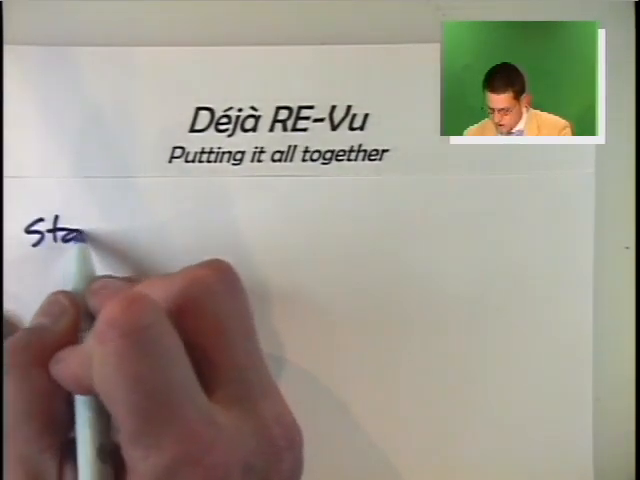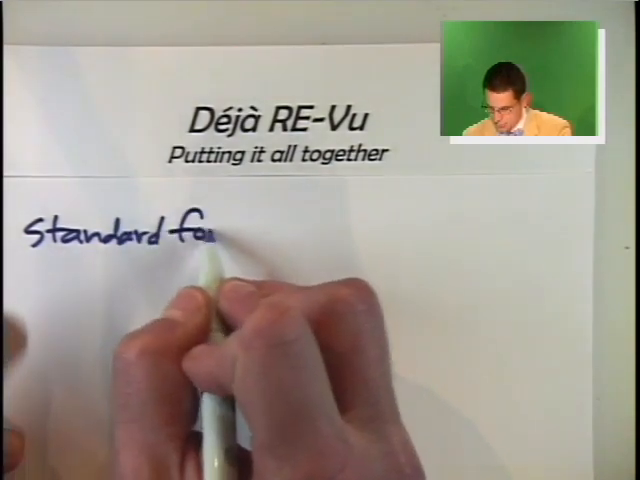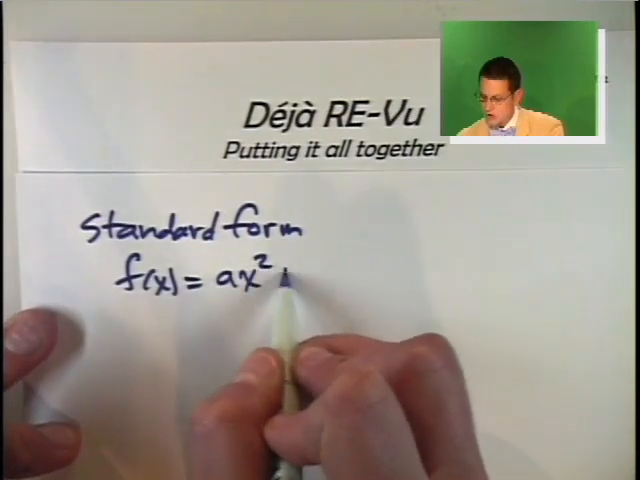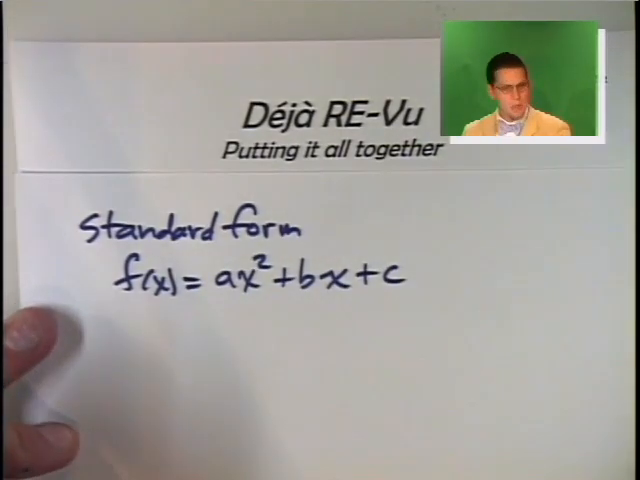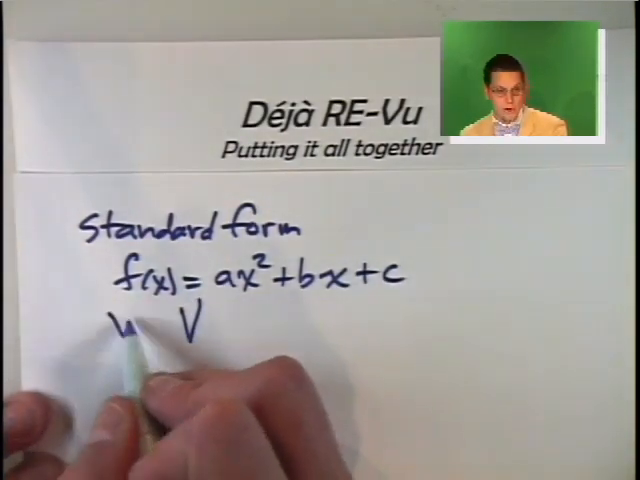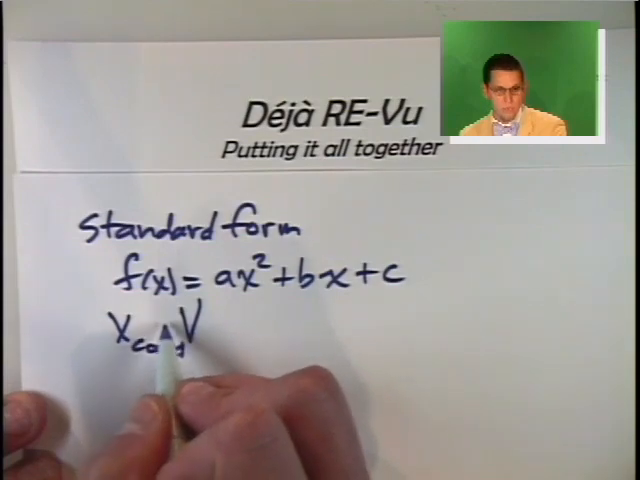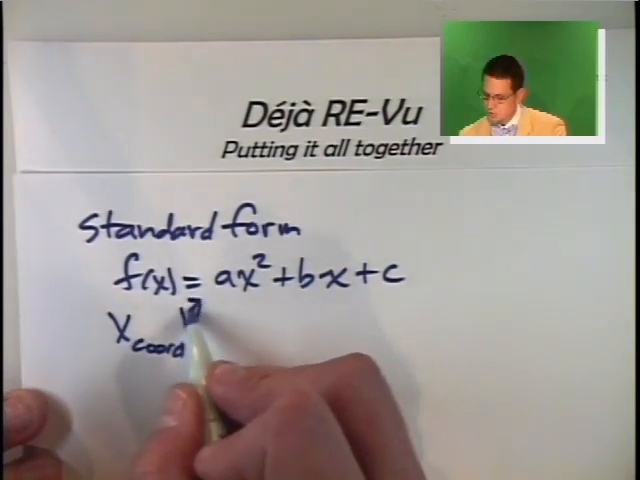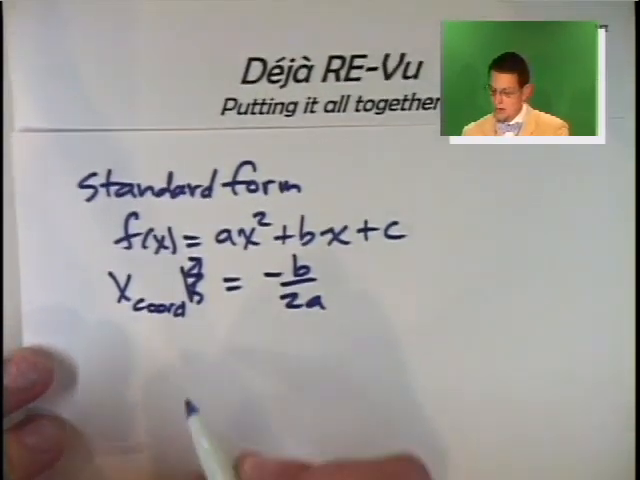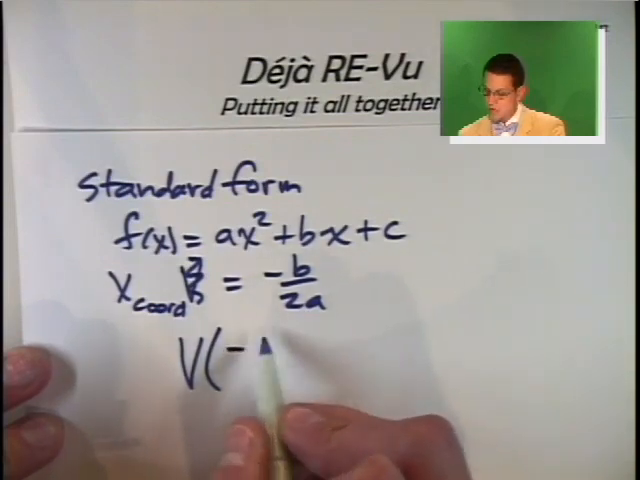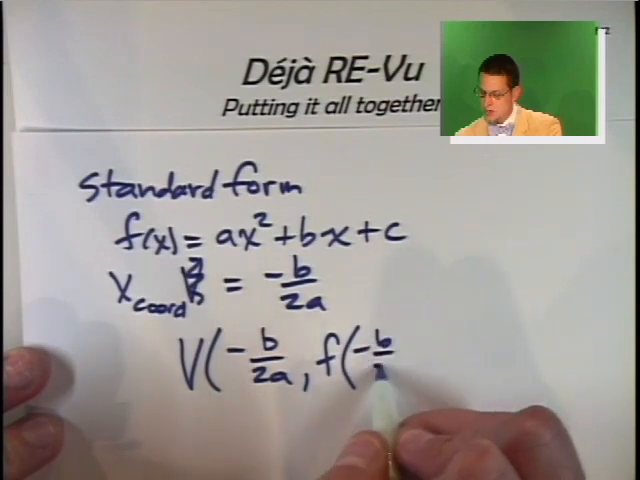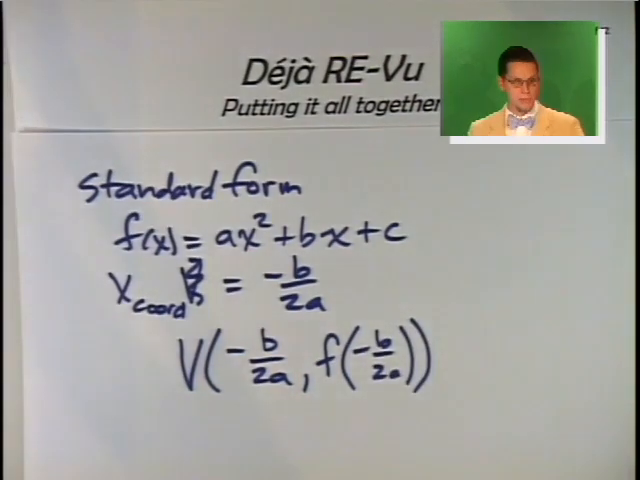So we had standard form, and that's going to be the parabola f of x equals ax squared plus bx plus c. And what do we know about that? We knew that the vertex, or at least the x-coordinate of the vertex, is going to be at -b over 2a. Or you could say the vertex itself will be at -b over 2a, that's the x-coordinate, comma, f of -b over 2a. Plug that value in. Okay, so that's the vertex.